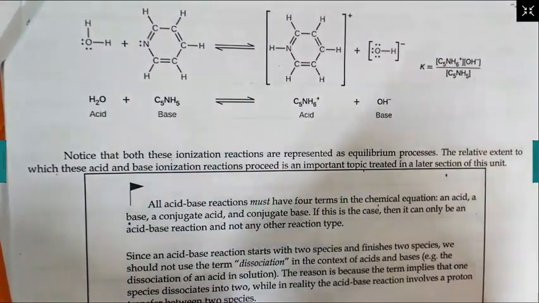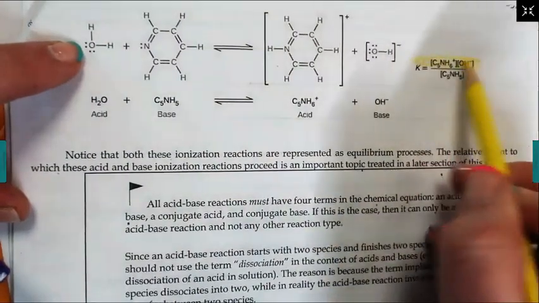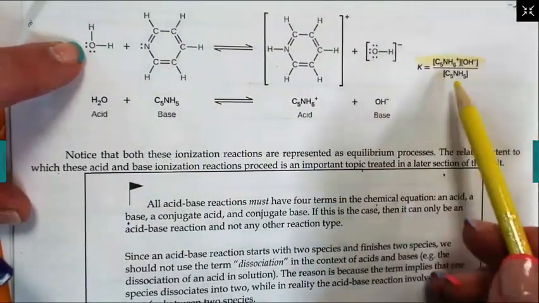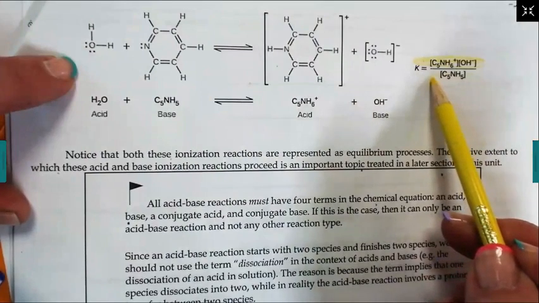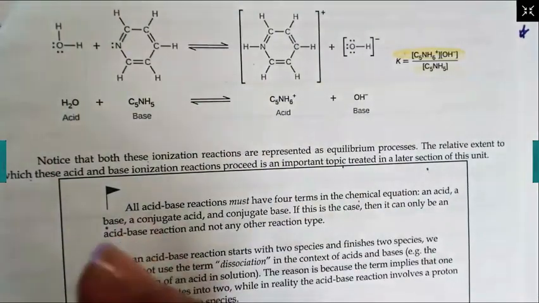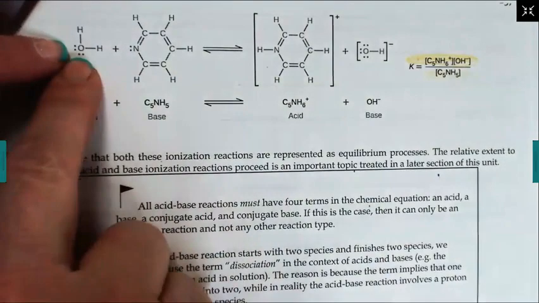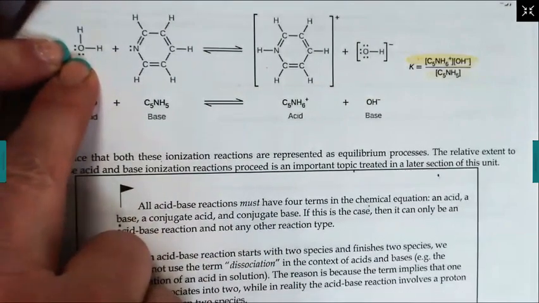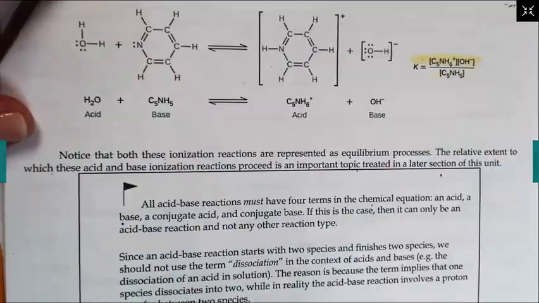From last time? So this is products over reactants. Why isn't water under here? Yeah, it's because it's a liquid. Remember, equilibrium constants don't include liquids or solids. And here it's not in solution yet, it's not aqueous, right? So it's considered a liquid. So that's why you don't have to include it.